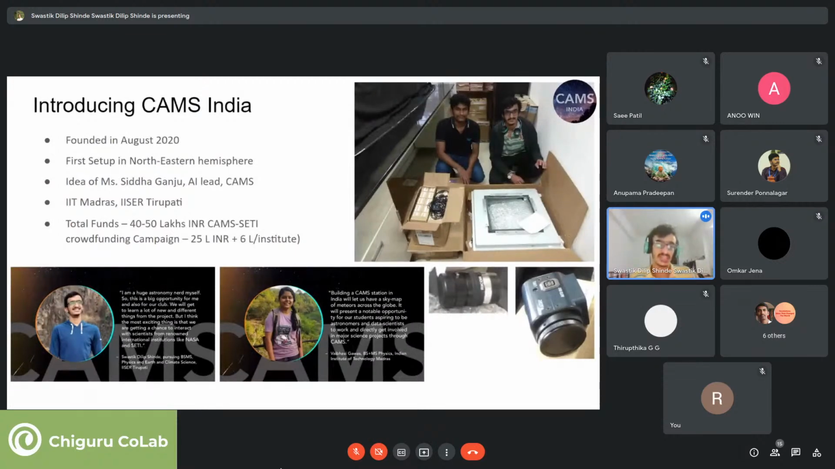I can say it's a brainchild of Ms. Siddha Ganju, who is the AI lead of CAMS. So currently we have IIT Madras and IIT Tirupati in this project.